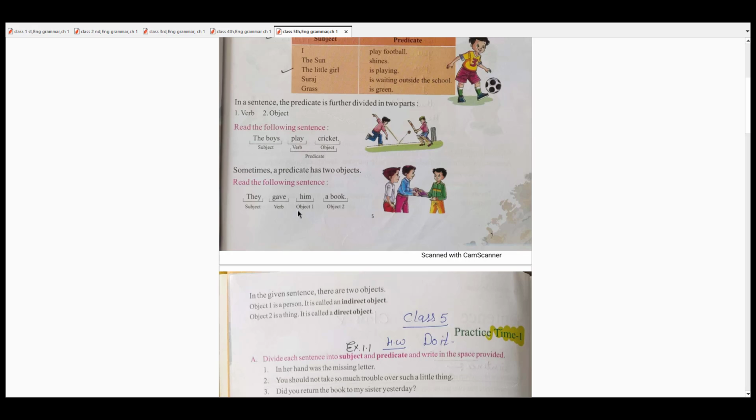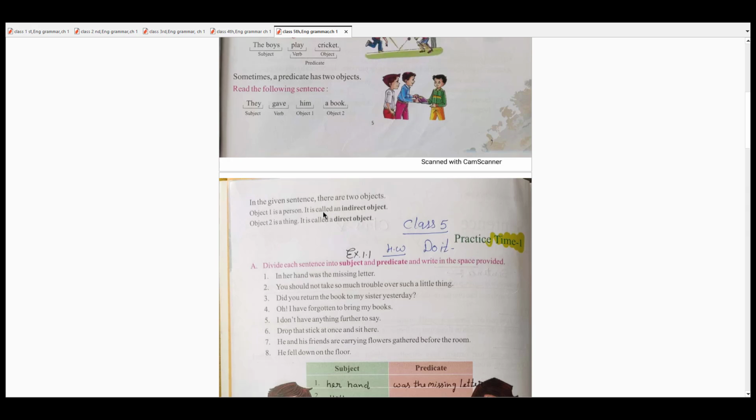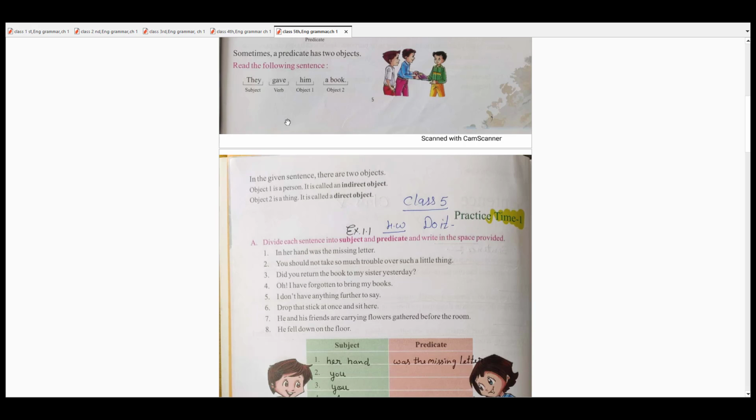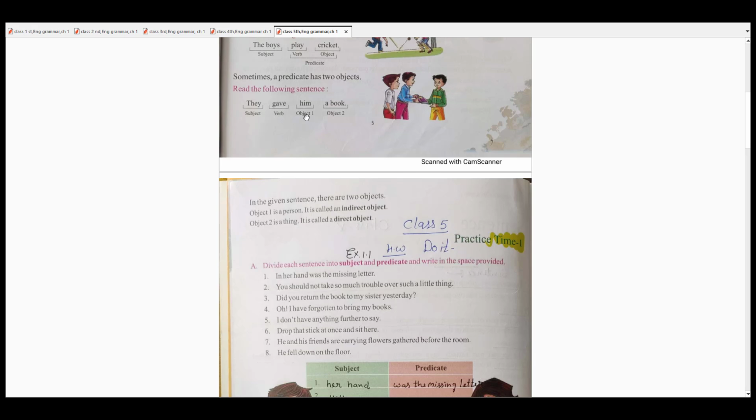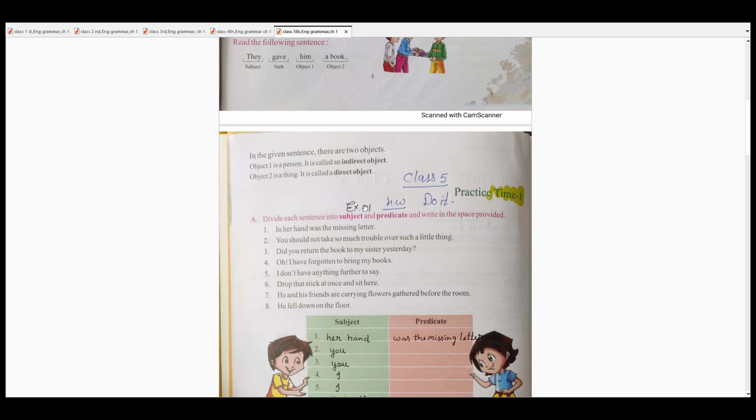Giving to whom? What are the objects to whom they are giving? "Him" and "a book." So "him" and "a book" are two different objects. In the given sentence there are two objects, we have already learned that, right? Object 1 is a person, it is called an indirect object. Object 2 is a thing, it is called a direct object, because we are giving the book, the thing, therefore it is called a direct object. And giving to a person, giving him, therefore we can say that it is an indirect object.